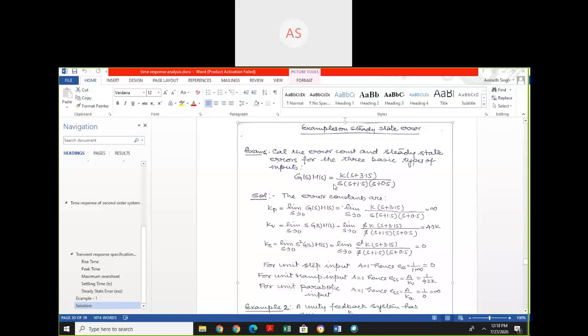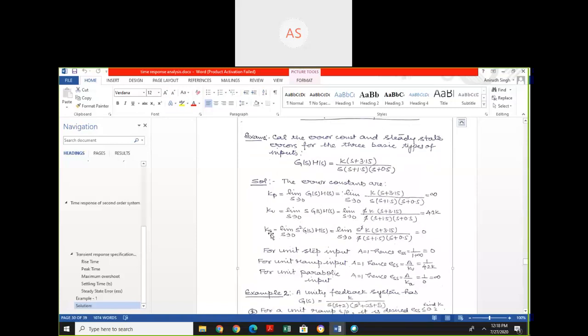G(s)H(s) is the open loop transfer function, given by this expression. When we substitute the value of G(s)H(s) in this expression, we get the positional error coefficient Kp is infinite. The value of Kv is given by limit s approaches 0 of sG(s). When we multiply by s, this s and this s cancel out, and when s is 0, the value of Kv is 4.2 K.